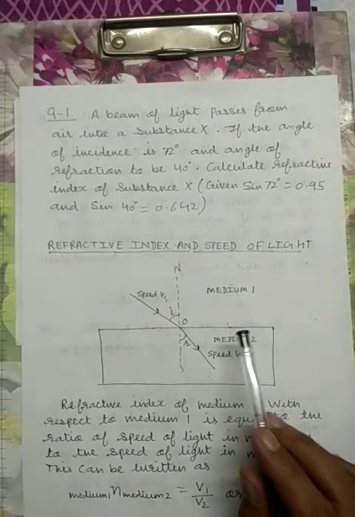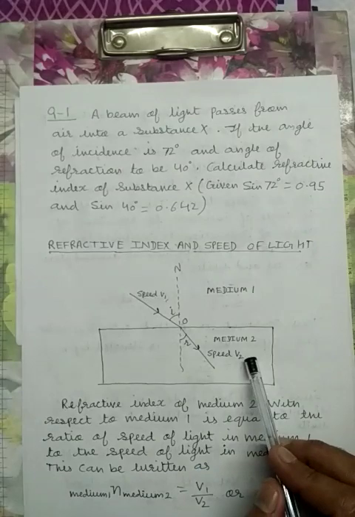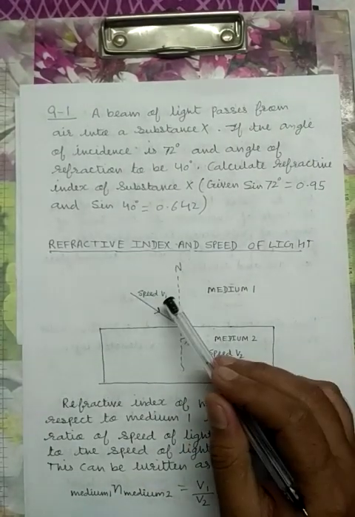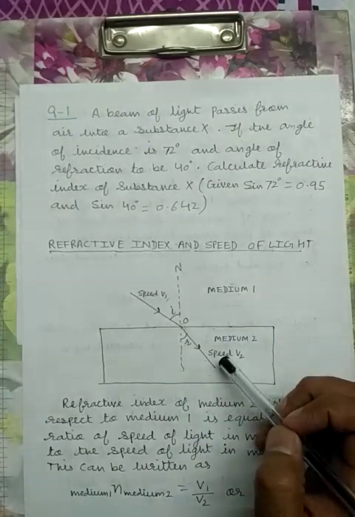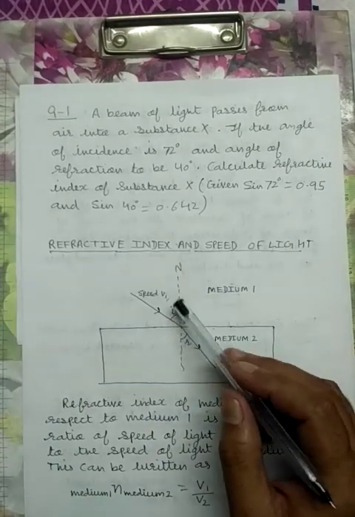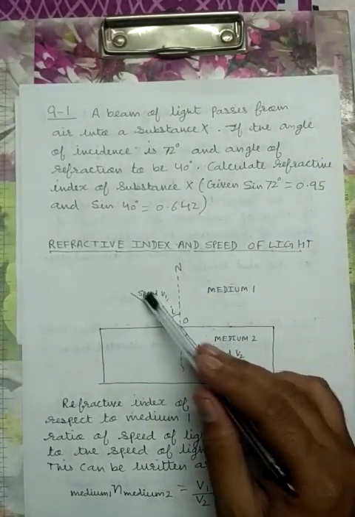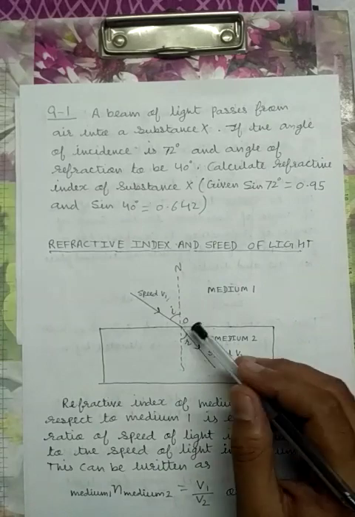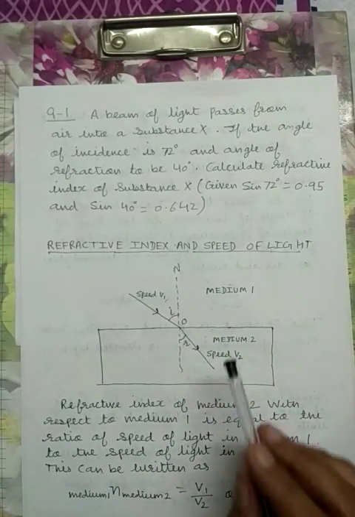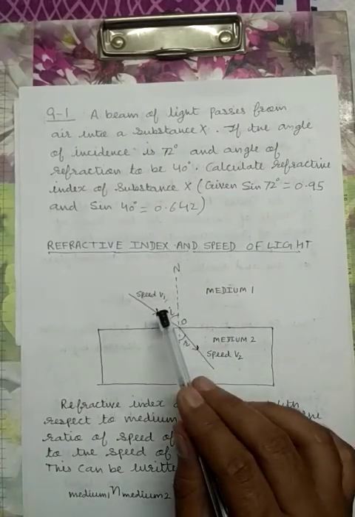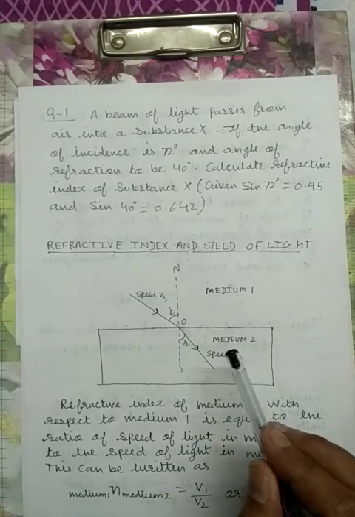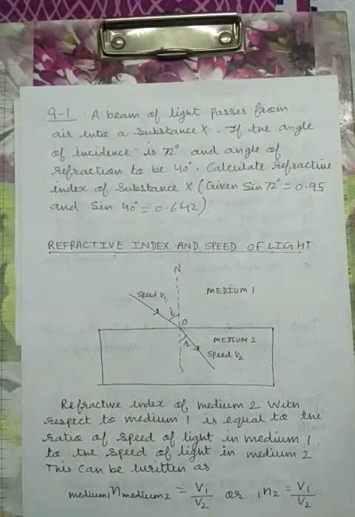So here is the situation. This is medium 1, this is medium 2. Now light passes from medium 1 to medium 2. Speed of light in medium 1 is v1, speed of light in medium 2 is v2. i is the angle of incidence, that is the angle between the normal and the incident ray. r is the angle of refraction, that is the angle between the refracted ray and the normal. Now, since light is first coming into medium 1 and then into medium 2, we will calculate the refractive index of medium 2 with respect to medium 1.